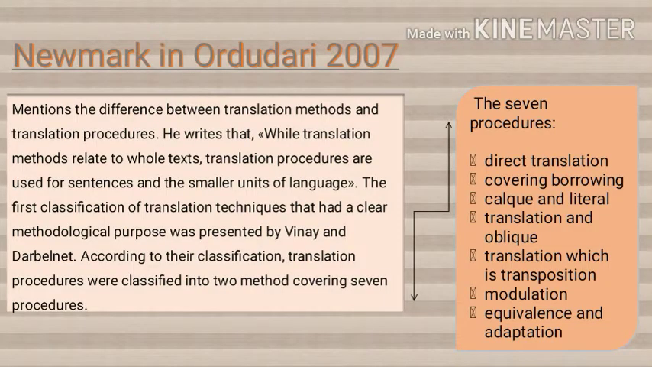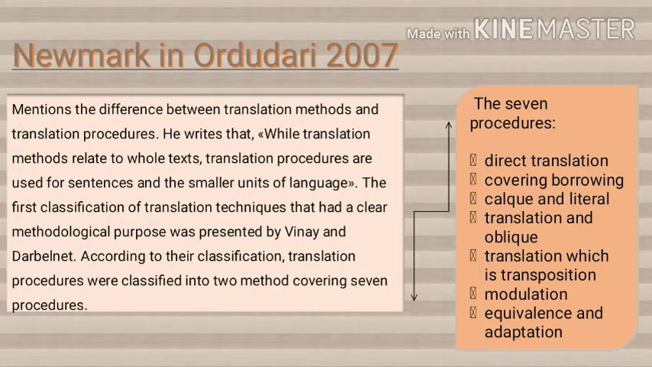Newmark in Urdu Diary 2007 mentioned the difference between translation methods and translation procedures. He writes that while translation methods relate to whole text, translation procedures are used for sentences and the smaller units of language. The first classification of translation technique that had a clear methodological purpose was presented by Finney and Darbernet. According to their classifications, translation procedures were classified into two methods covering 7 procedures.